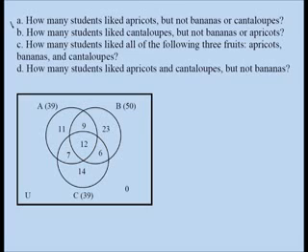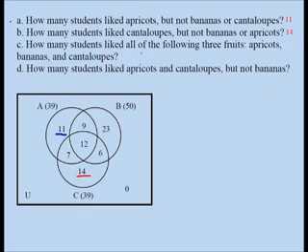The first one says, how many students like apricots but not bananas or cantaloupes? That's another way of saying how many students liked only apricots. And my answer would be 11. So for A, we're going to write 11. Okay. B, how many students like cantaloupes but not bananas or apricots? They liked cantaloupes, but not the other two. And that tells me the answer should be 14. So I'm going to go ahead and write 14 here.